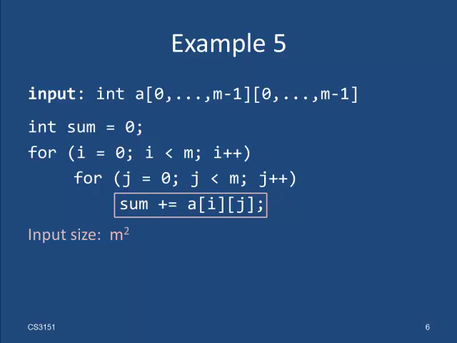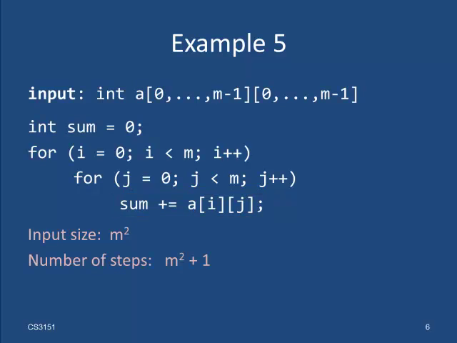We will neglect all the other operations that handle the counters i and j, for example. This is okay, as we will see later. So the number of computational steps is m squared plus 1. Remember, the execution time function is a function in the input size, which is m squared. So we might want to write that t of m squared is equal to m squared plus 1.